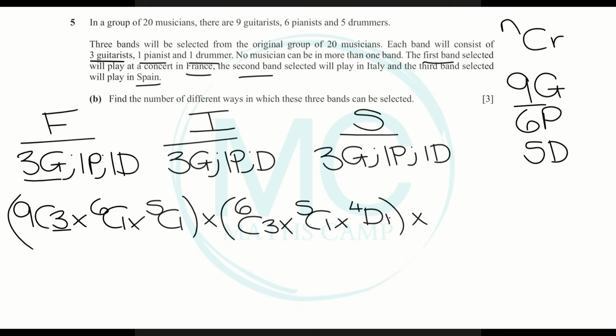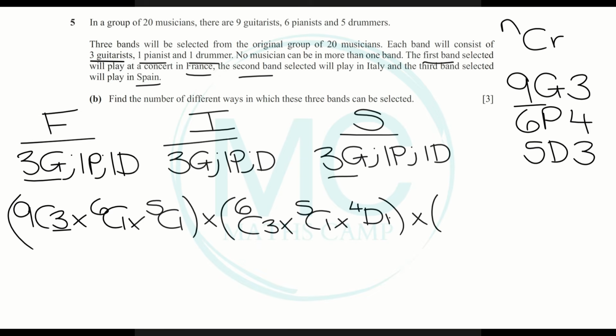We started with 9 guitarists, 3 went to France, 3 went to Italy, and we are left with 3. Of our pianists, we started with 6, 1 went to France, 1 went to Italy, and we're left with 4. Of our 5 drummers, 1 went to France, 1 went to Italy, and we're left with 3.